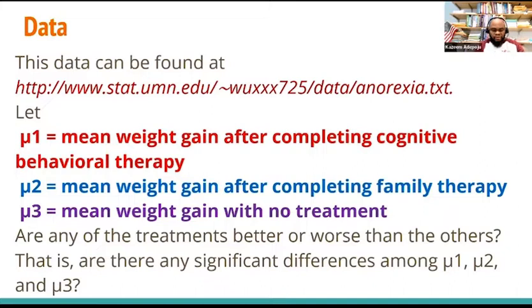I remember when I was in school, I asked my professor, when the professor was teaching us this, why is it called analysis of variance? Why not analysis of means? Because here we're comparing means in three populations. Why is it called analysis of variance instead of analysis of means, despite the fact that we're comparing means?